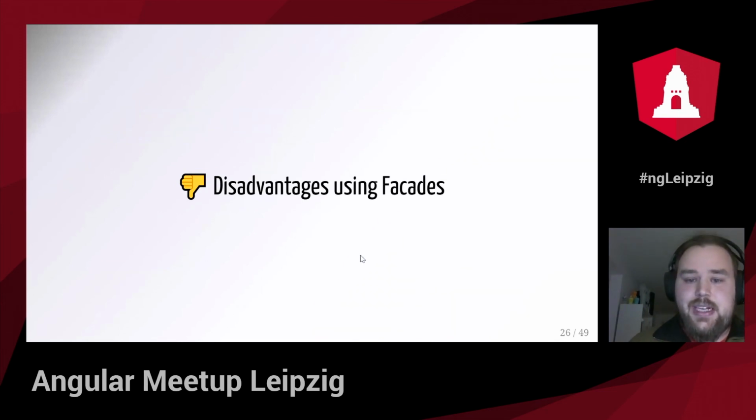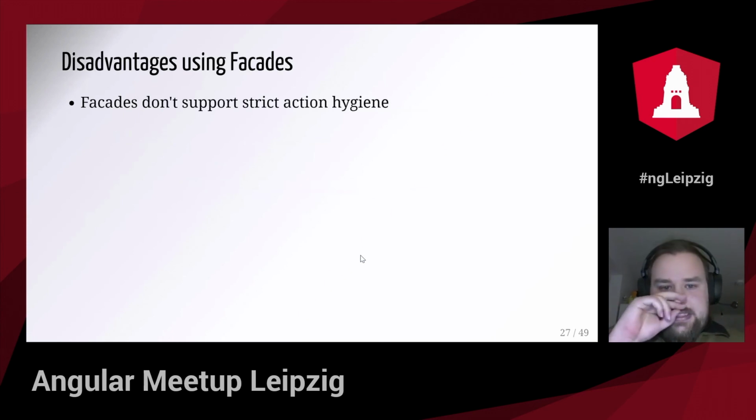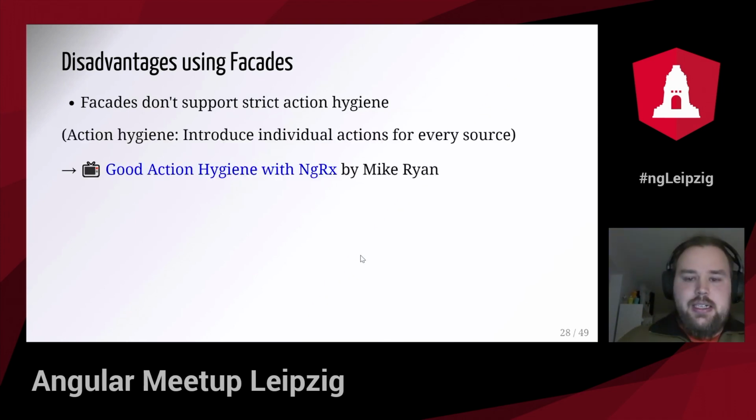Of course, there's also disadvantages when using facades. For example, with facades, you really can't support strict action hygiene. What does that mean? Action hygiene is a principle introduced by the NgRx core team members. It says that you should have an individual action for every source where you trigger the action. So you wouldn't just have one add to cart action, but you would have add to cart from the product detail page, add to cart from the product listing page, individual actions for every one of those. This helps in the end when debugging your application and you're seeing all the different actions in your Redux DevTools. With facades, you obviously can't do this quite that easily, because you are reusing the same helper method for add to cart all the time. And that way you can't really provide support for strict action hygiene.